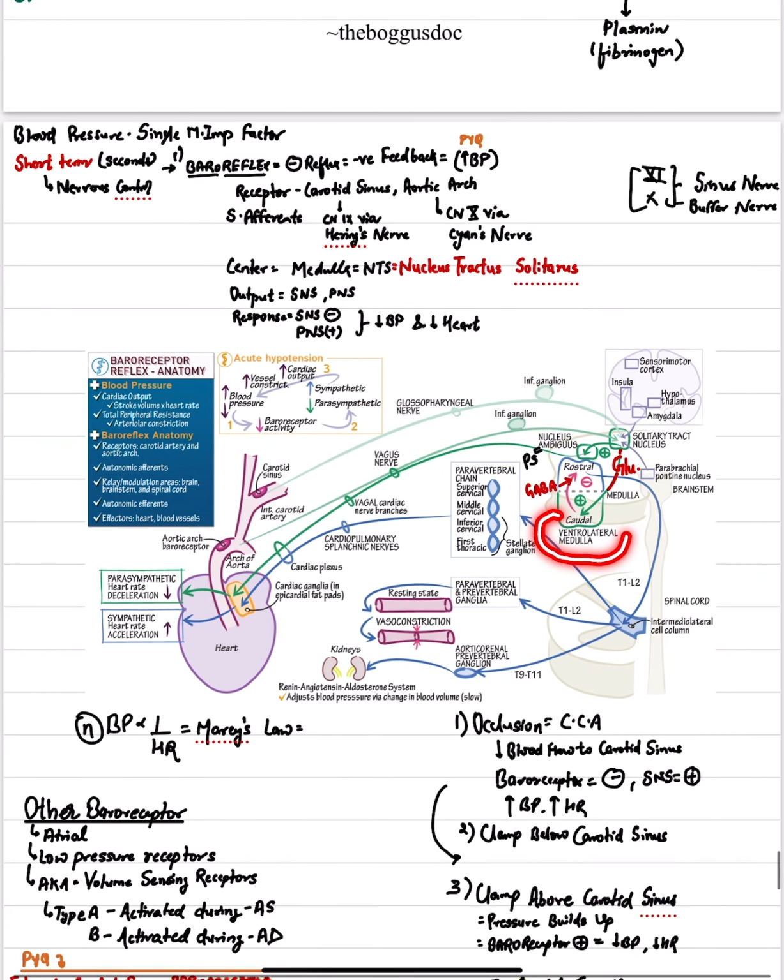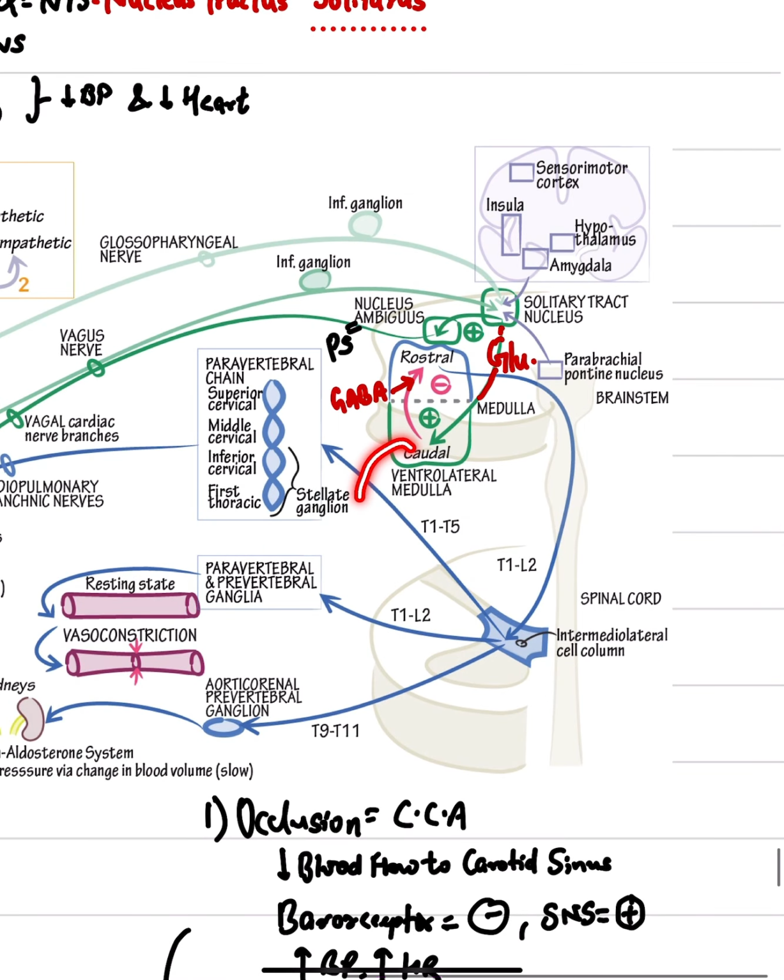Which part? The caudal ventrolateral medulla, the ventral and lateral part of the medulla, by the glutamate. Okay, this is an important question. Which receptor? By the glutamate, and it is also inhibiting which thing? The rostral ventrolateral medulla, by the GABA.